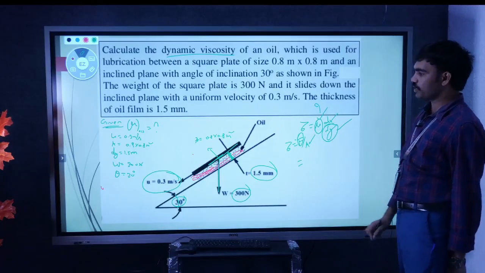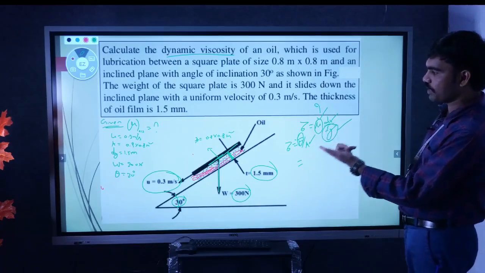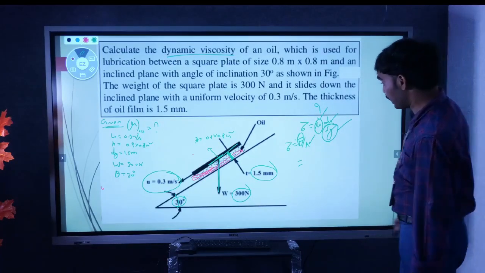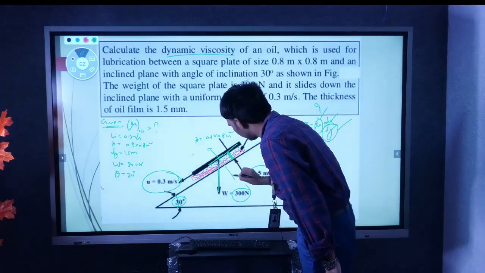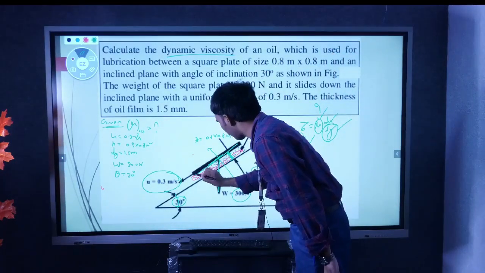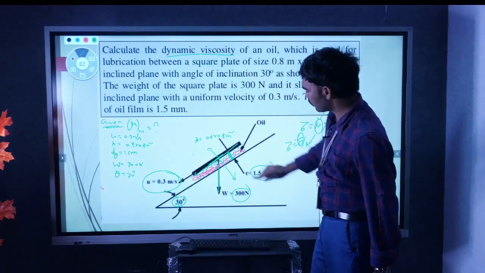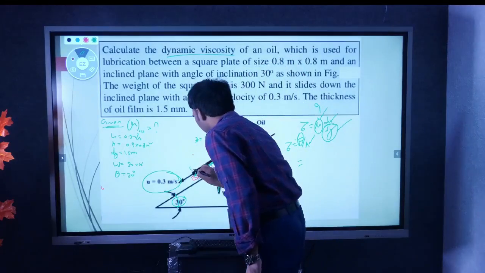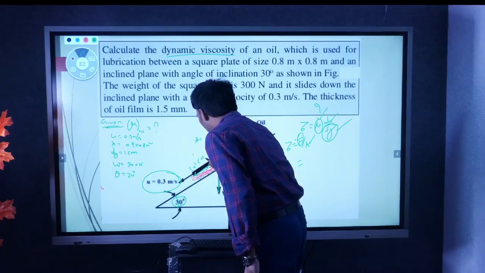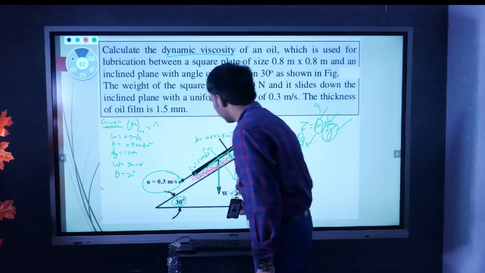So to find out this force, what other data is given? Weight and theta. Right? If you see here, this is the inclined plane. If you resolve this weight into vertical and horizontal components, this will be W cos 60 degrees.